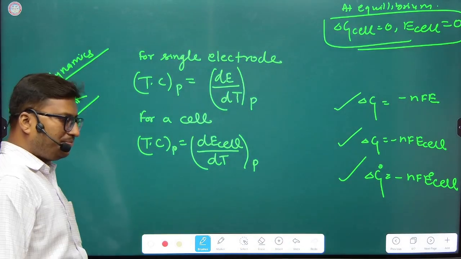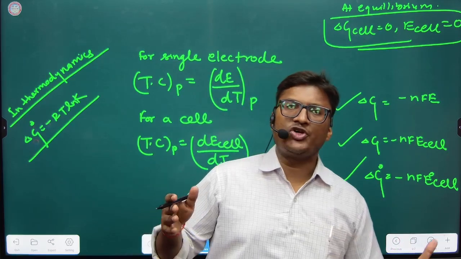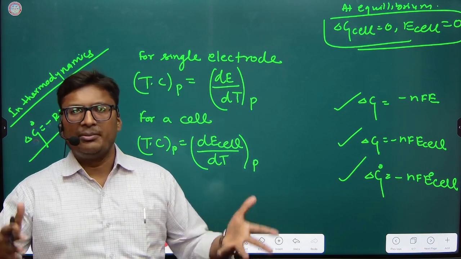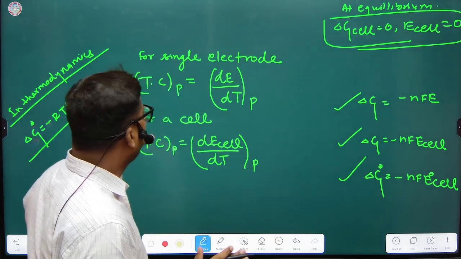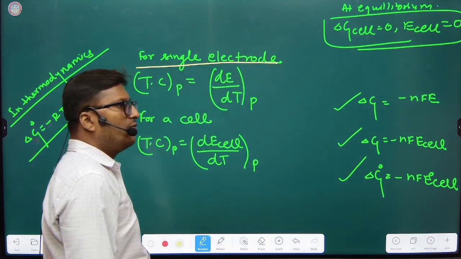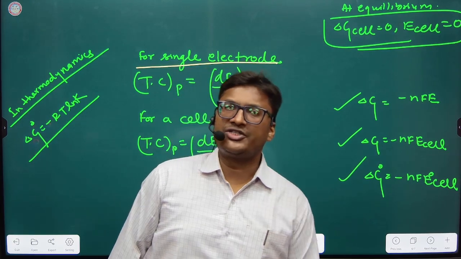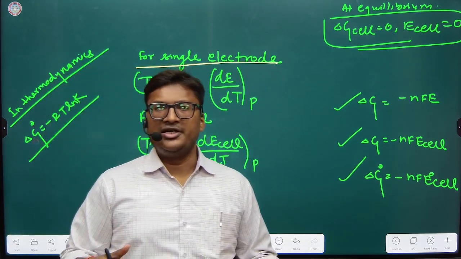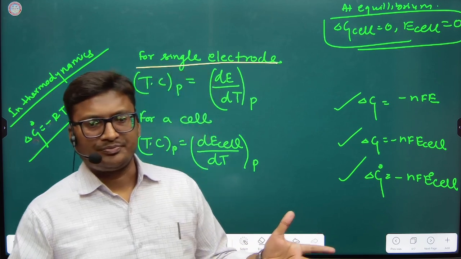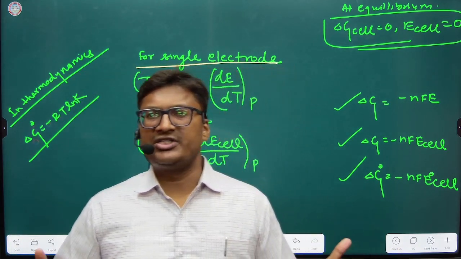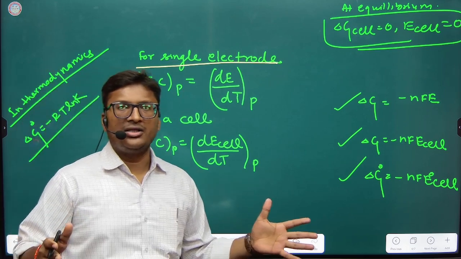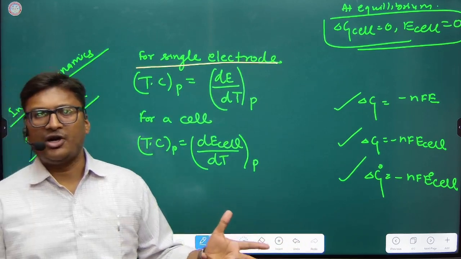So it can be understood either for a single electrode or half cell reaction, or for the whole electrochemical cell. For a single electrode, suppose a metal rod is dipped into its salt solution and connected through the potentiometer. Then the potentiometer can give information about the cell potential, and this cell potential may fluctuate depending on the temperature or heating effect of the electrolyte solution.